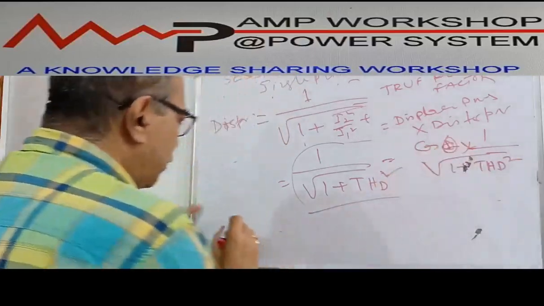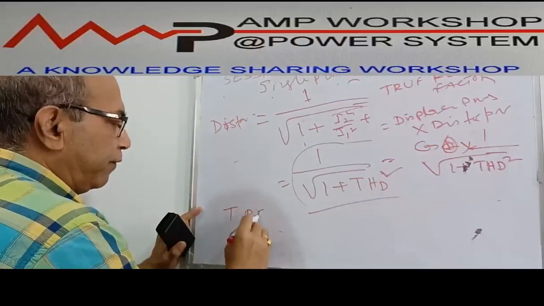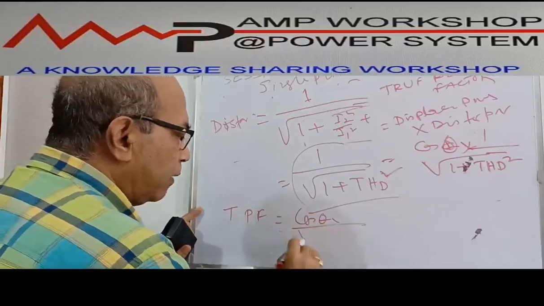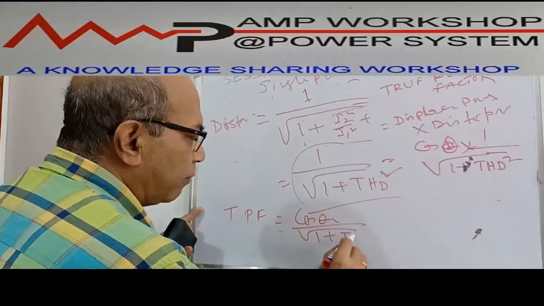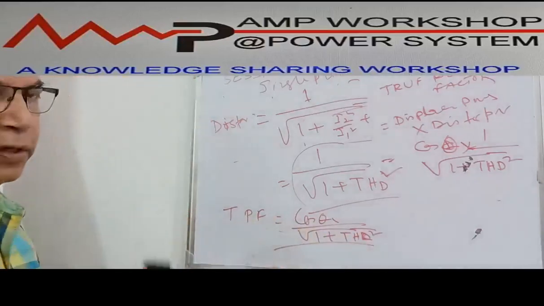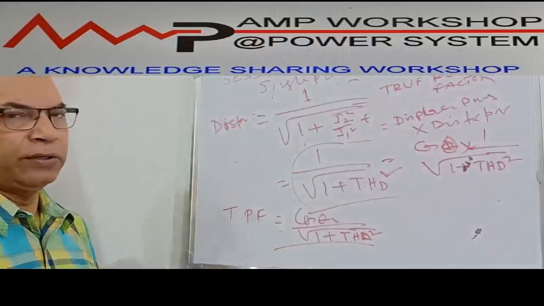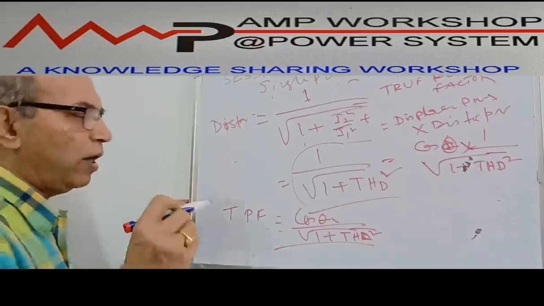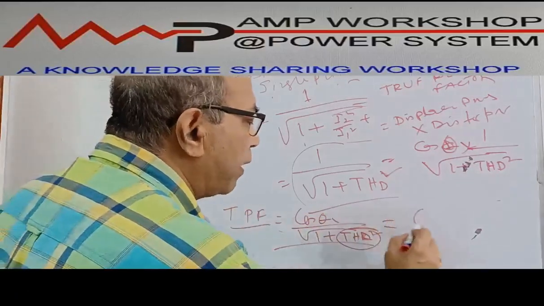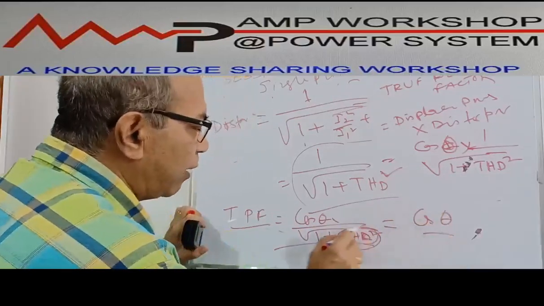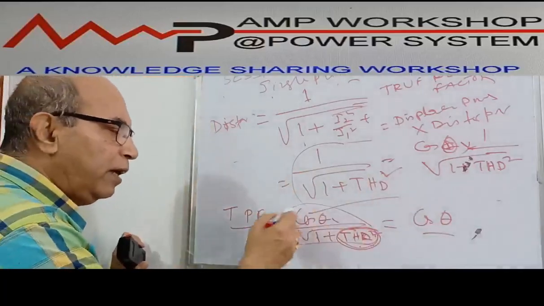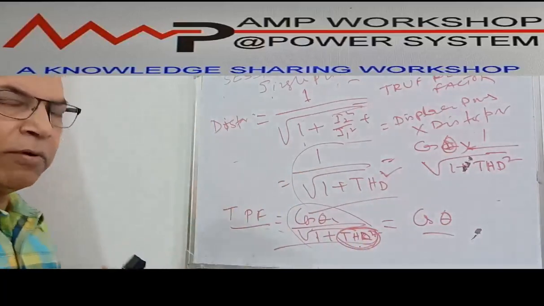So the total power factor TPF is equal to cos theta, the displacement power factor, divided by the root of 1 plus total harmonic distortion squared. This includes all the harmonics effect. If there are no harmonics, the total harmonic distortion will be 0, and automatically the total power factor becomes the displacement power factor, because the root of 1 is 1, leaving cos theta. But if there are harmonics, we can calculate all this. So this is about the power factor.